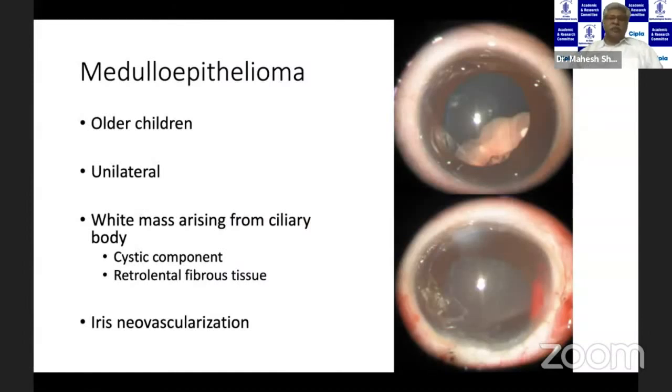Another tumor which can be there in children, a little older children, is medulloepithelioma. This is a cystic lesion which arises from the ciliary body, not from the retina. This can be associated with the retinal fibrovascular membrane, and is usually unilateral. So here we have this ciliary body tumor which we have resected. You can see this notch in the lens.